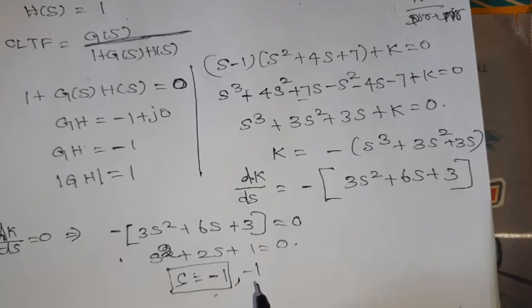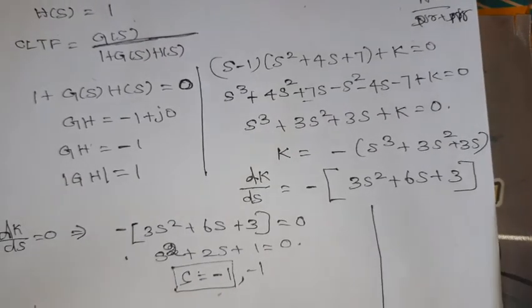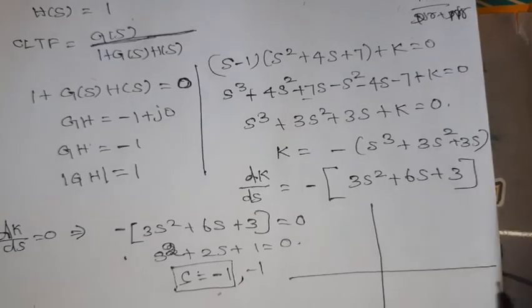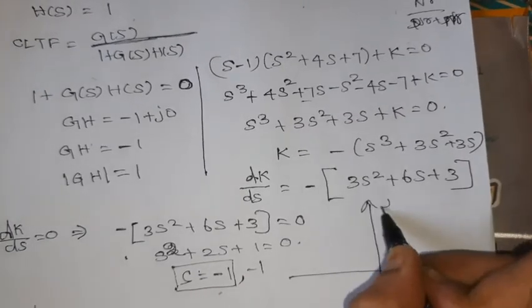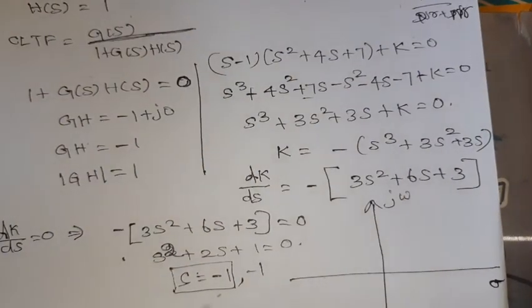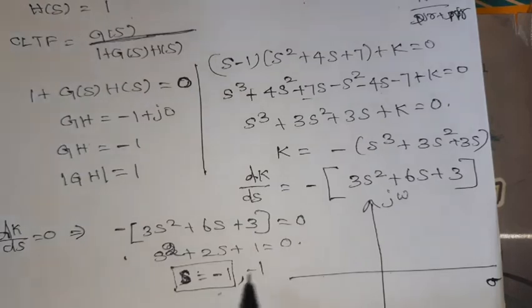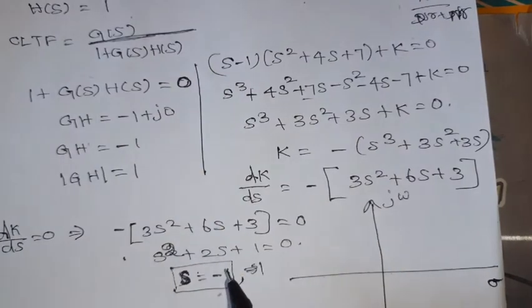So we can draw the root locus. Let's see how to draw it. This is the sigma plus j omega plane, with the root locus on the real axis. Here this is the breakaway point. s is equal to minus 1, minus 1. We can take one point, minus 1 itself.